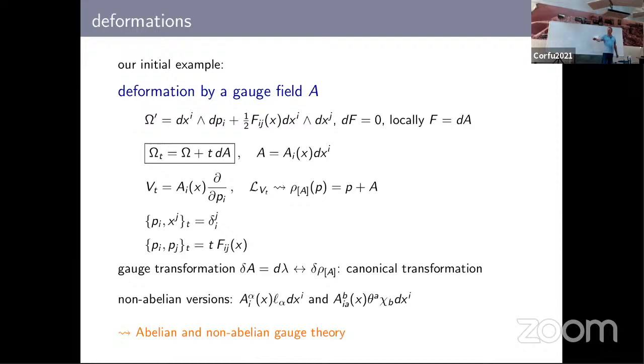You compute the flow, and it will change the phase-space coordinates by replacing p by p plus A of x. So it will mix p and x. The pp commutator gives you the field strength. Well, I've shown you all that before. There's a freedom in this map. It will not change when you change A by d lambda. So transformation of A gives you a canonical transformation. That's how the symmetries come in. You can also write down non-abelian versions of this by introducing further generators or odd variables.